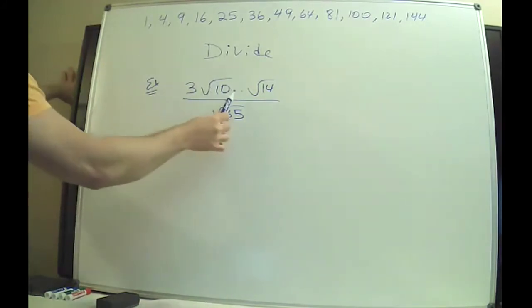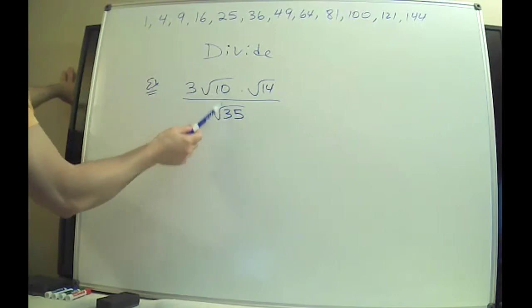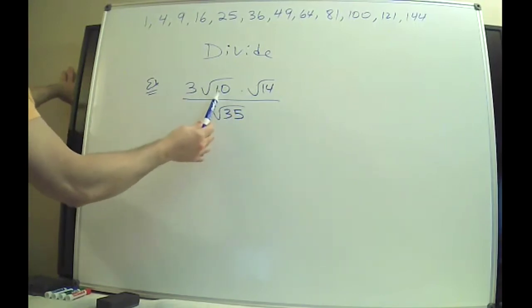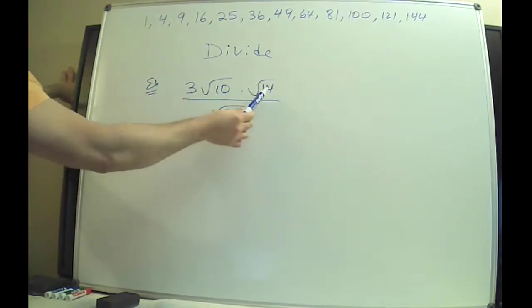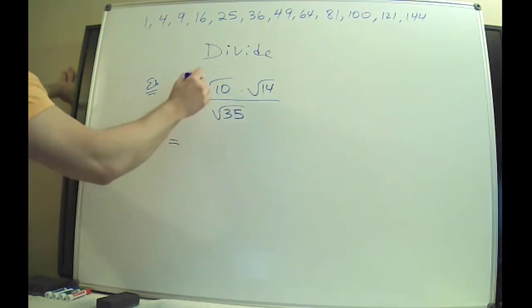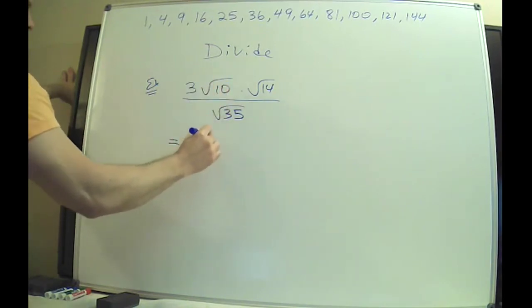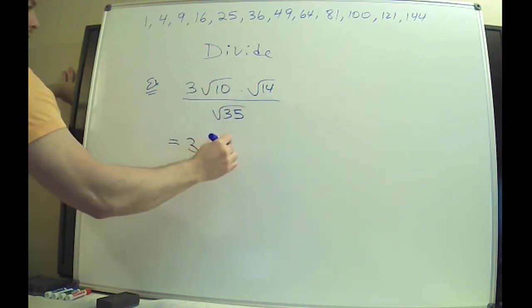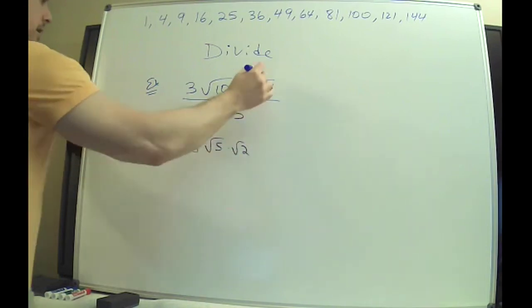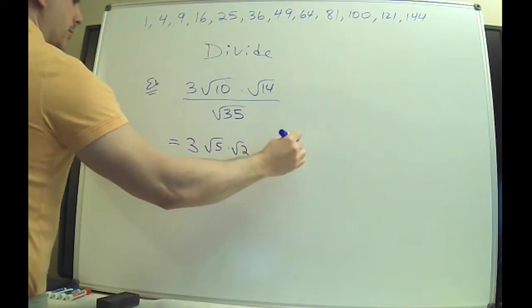All right, the final problem. I have 3 radical 10 times radical 14 divided by radical 35. This time, nothing divides. 10 is not divisible by 35, and 14 is not divisible by 35. So now you're going to watch very closely what I'm going to do. I'm going to take radical 10, and I'm going to write it as radical 5 times radical 2. I'm going to take radical 14, and I'm going to write it as radical 7 times radical 2.